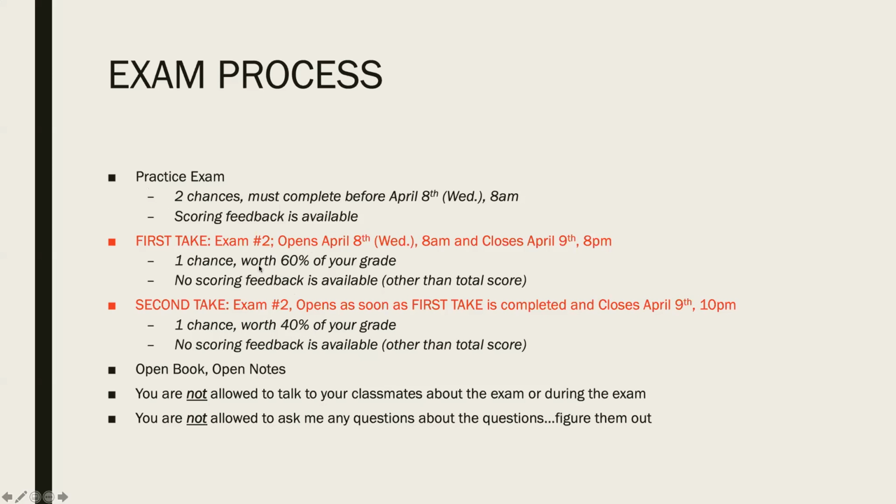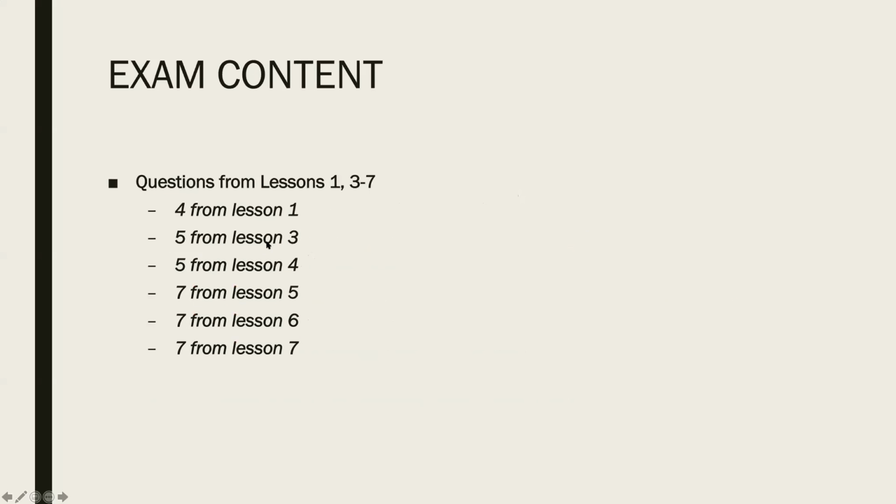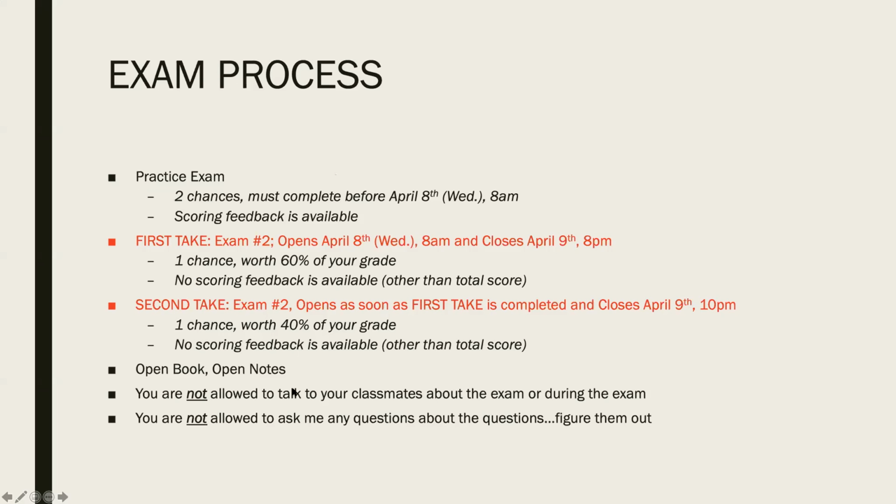So first take and second take are the same test? Yes, but they're different random questions. Remember the database, let me go back here. I know it's a little bit different than what you're used to. Say I made like a 90 on one and a 75 on one, how is that averaged? Yeah, they're averaged. You take the score on the first test times 60%, the score on the second test times 40%, and add them together.